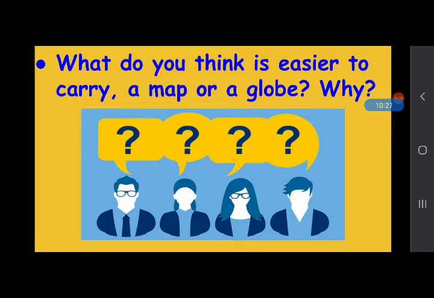Now answer, what do you think is easier to carry, a map or a globe, and why? So both maps and globes help to locate different places on the earth. This is the similarity we can say. But a map is easy to carry as it is in the form of an atlas or a sheet of paper, so a map is easy to carry.